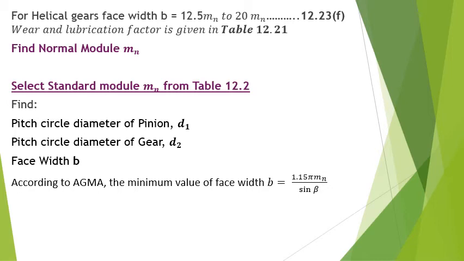Then in helical gears we have to check for the phase width. The minimum value of the phase width according to the AGMA is given as B is equal to 1.15 pi into Mn over sin beta. This we can just check, it's there in the design data handbook, using the value of the helix angle and the normal module. Then we have to find out the tangential tooth load, that is Ft.